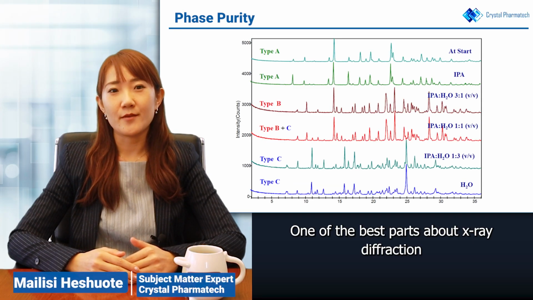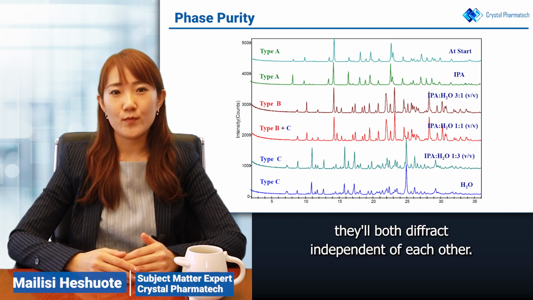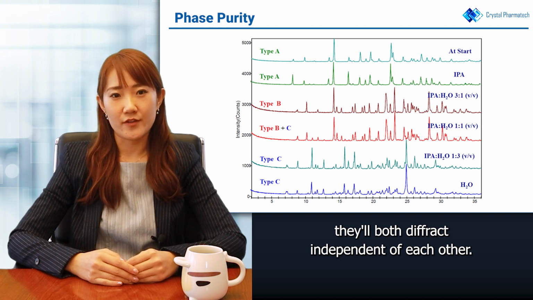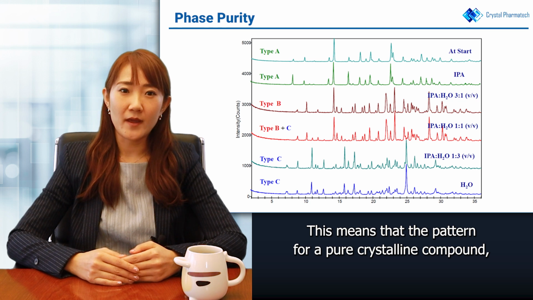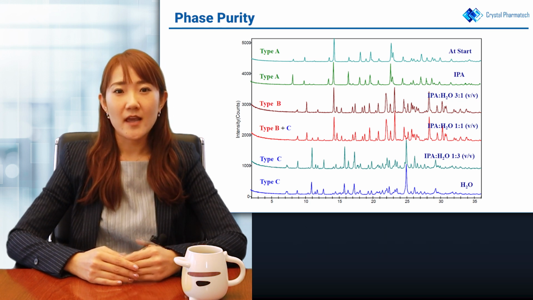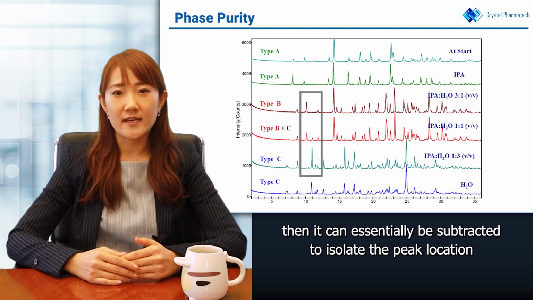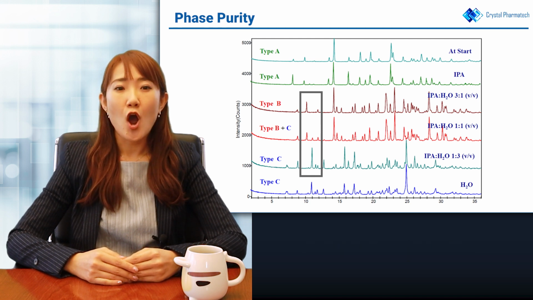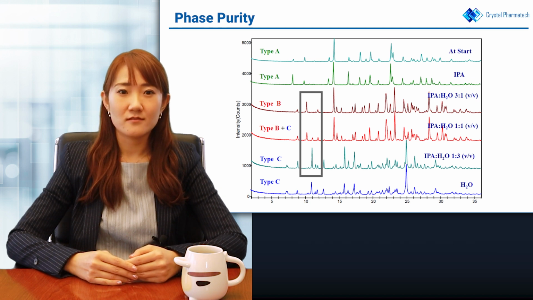One of the best parts about X-ray diffraction is that if two crystalline phases are present in the sample, both diffract independent of each other. This means that the pattern for a pure crystalline compound will readily reveal the nature of impurities. If the diffractogram for a pure phase is known, then it can essentially be subtracted to isolate the peak location of impurity peaks, which helps in their identification.